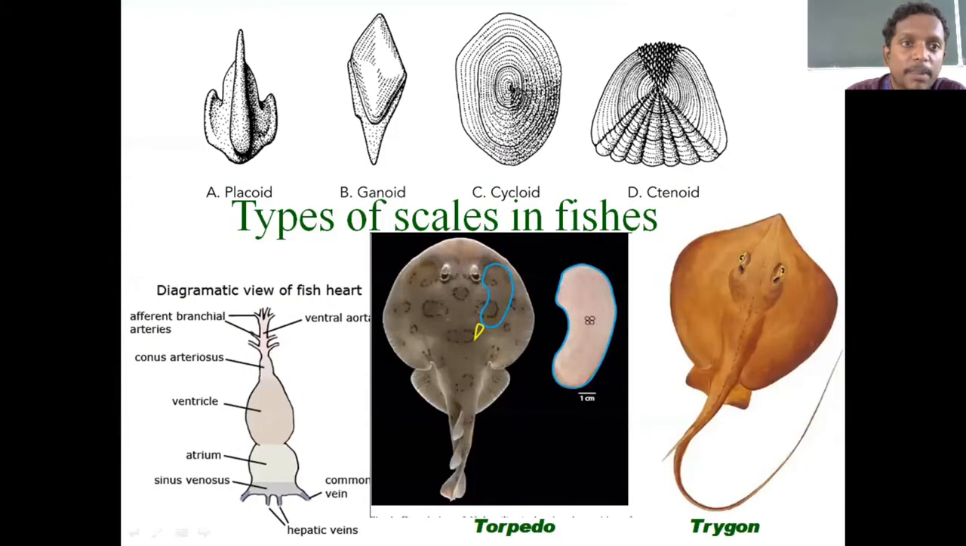Those scales I have shown you here. The first one is the placoid scale, this one. This scale will be present in shark, very sharp but microscopic. Got it?